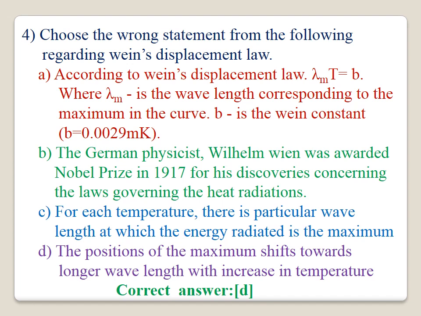It is also correct. C. For each temperature, there is a particular wavelength at which the energy radiation is maximum. It is also correct. D. The position of the maximum shifts towards the longer wavelength with increasing temperature. It is wrong. The correct statement is that the position of the maximum shifts towards the shorter wavelength with increasing temperature. Therefore, the wrong statement for the question is D. The correct answer is D.